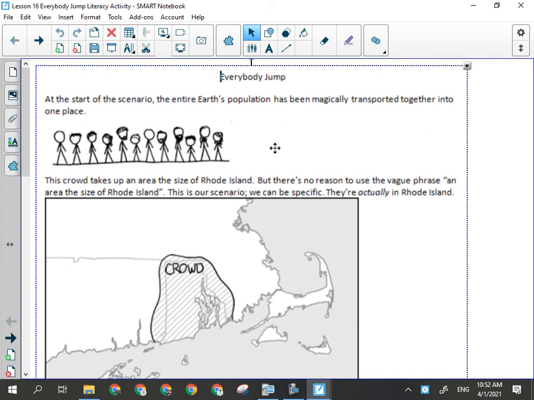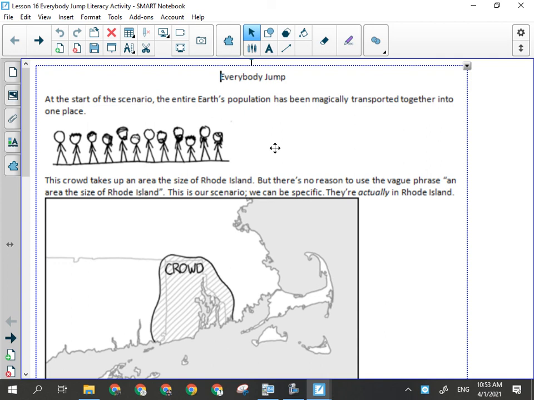All right, so at the start of the scenario, the entire Earth's population has been magically transported together into one place because we have no idea how we get them there other than magic. Okay? All right, so they're all together in one place. The crowd is so large that it takes up an area the size of Rhode Island, the smallest of the 50 states. There's no reason to use a vague phrase like an area the size of Rhode Island. We're just going to say we're going to put them all in Rhode Island.